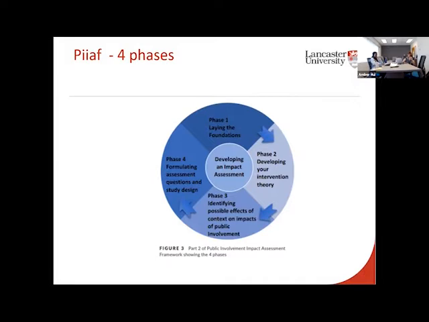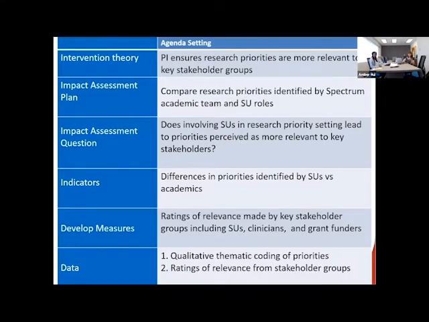So, next slide. So just to go through a worked example, in Spectrum, we came up with a number of different areas that we felt were important for PPI. So we had a range of different reasons why we were doing PPI, but one of them was about agenda setting. So we felt that by involving the public, it would change the agenda for what we were doing. So just to go through this, the theory was that public involvement ensures that the research priorities are more relevant to key stakeholder groups. And our key stakeholder groups were patients, relatives, staff, and funders.